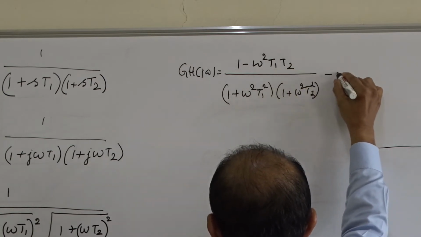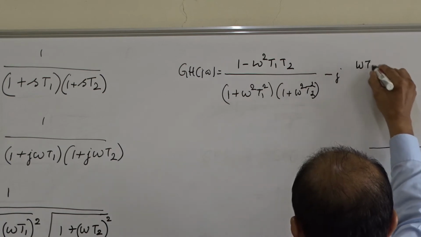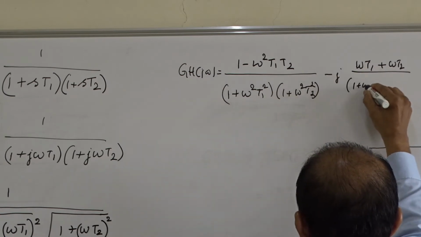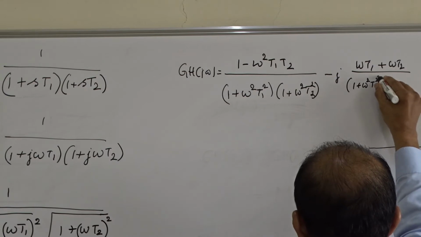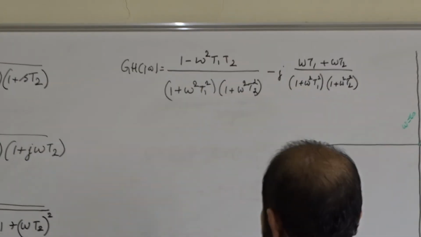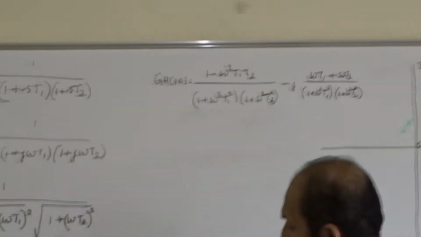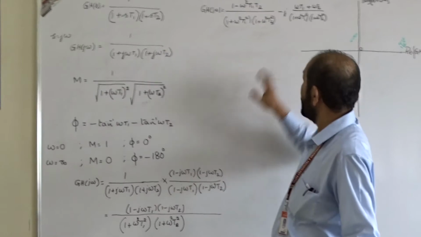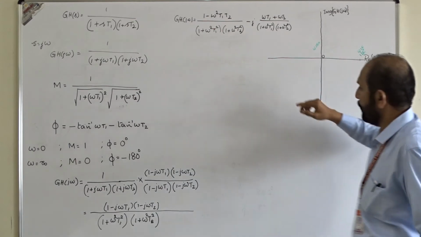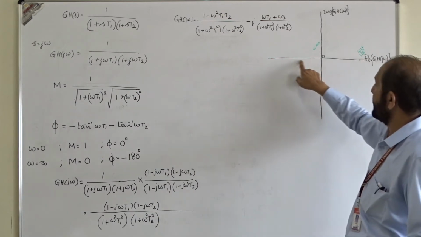Minus j, it will be equal to omega t1 plus omega t2 divided by the same thing, (1 plus omega square t1 square) into (1 plus omega square t2 square). So this is the real part, minus j into this imaginary part. Multiplying both numerator and denominator with the complex conjugate of the denominator, you obtain the open loop transfer function in Cartesian coordinate form. The polar plot lies between the 0 degree axis and the minus 180 degree axis.